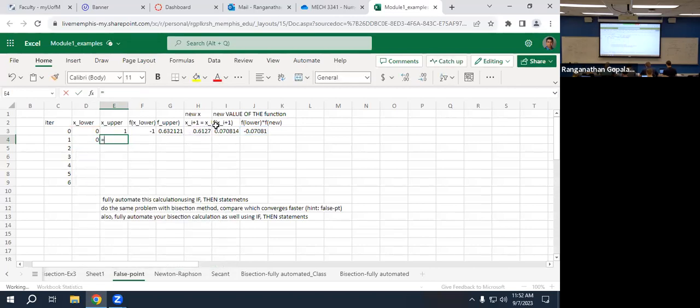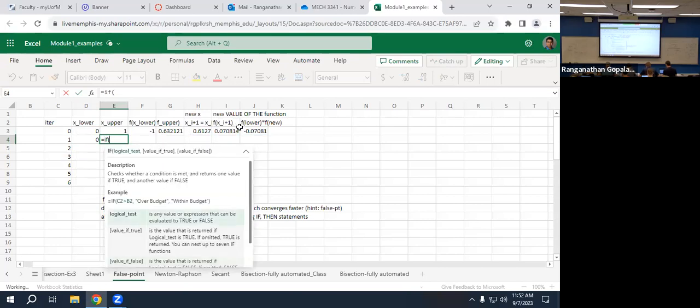Okay, and for the other one, for the upper, if J3 is less than 0, what happens? Look at these two lines. If J3 is less than 0, the new value of upper is the X new. Otherwise, it stays the same. The new value of upper is, use the box.